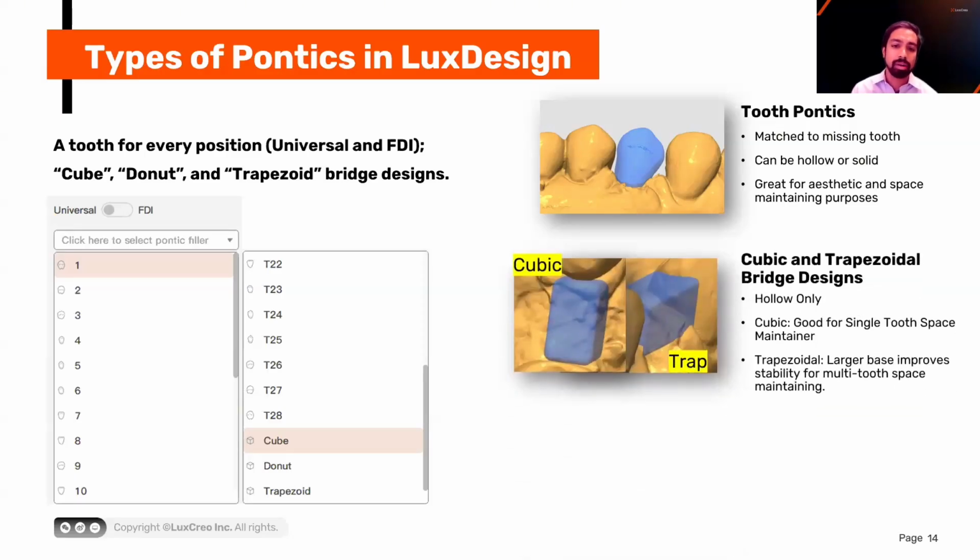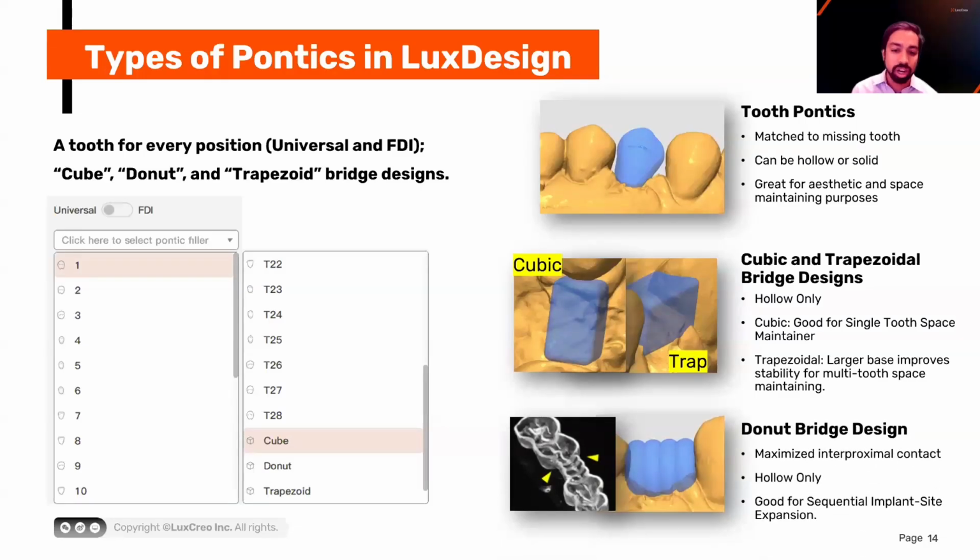We also have cubic and trapezoidal bridge designs. These are hollow only, but reinforced structurally from their design. Cubics are really great for single tooth space maintainers, and trapezoidal has a larger base, so it has improved stability. So it's really great for multi-tooth space maintaining as well. If you have two or even three teeth that need to be space maintained or managed throughout a retainer treatment or an aligner treatment, the trapezoidal bridge design is really awesome.